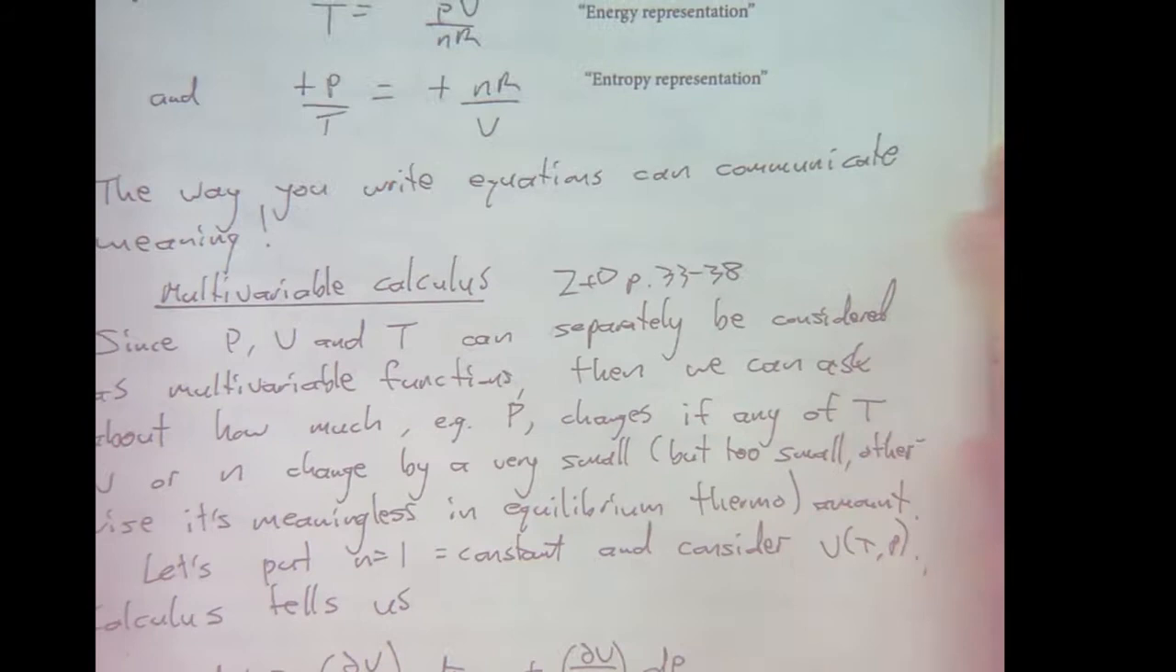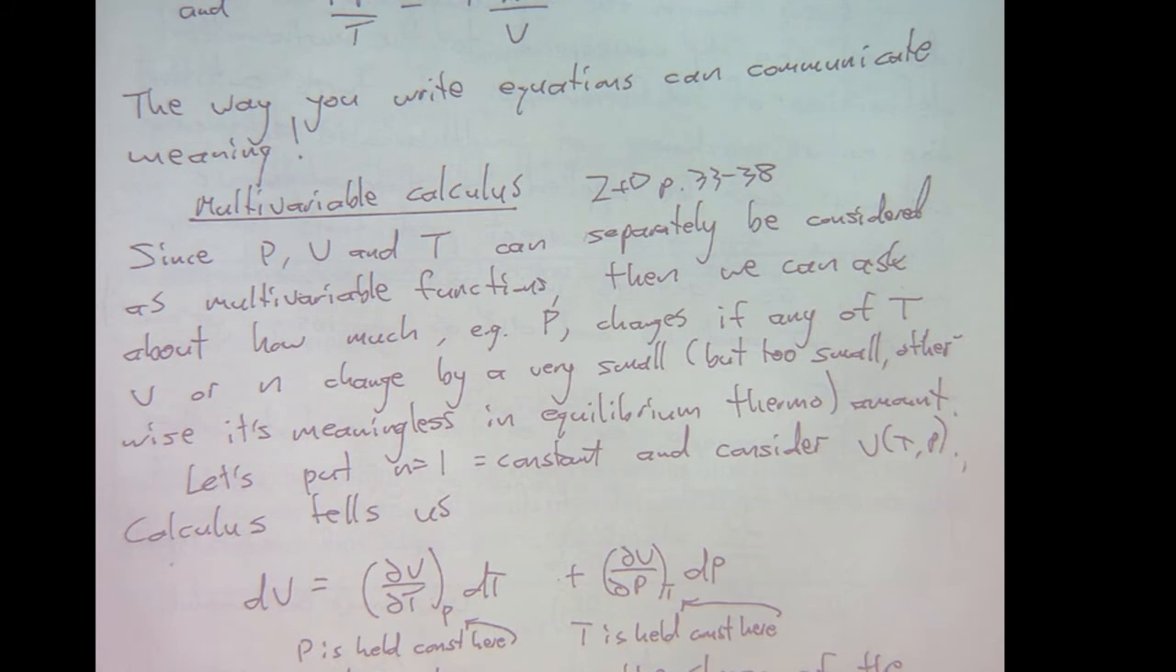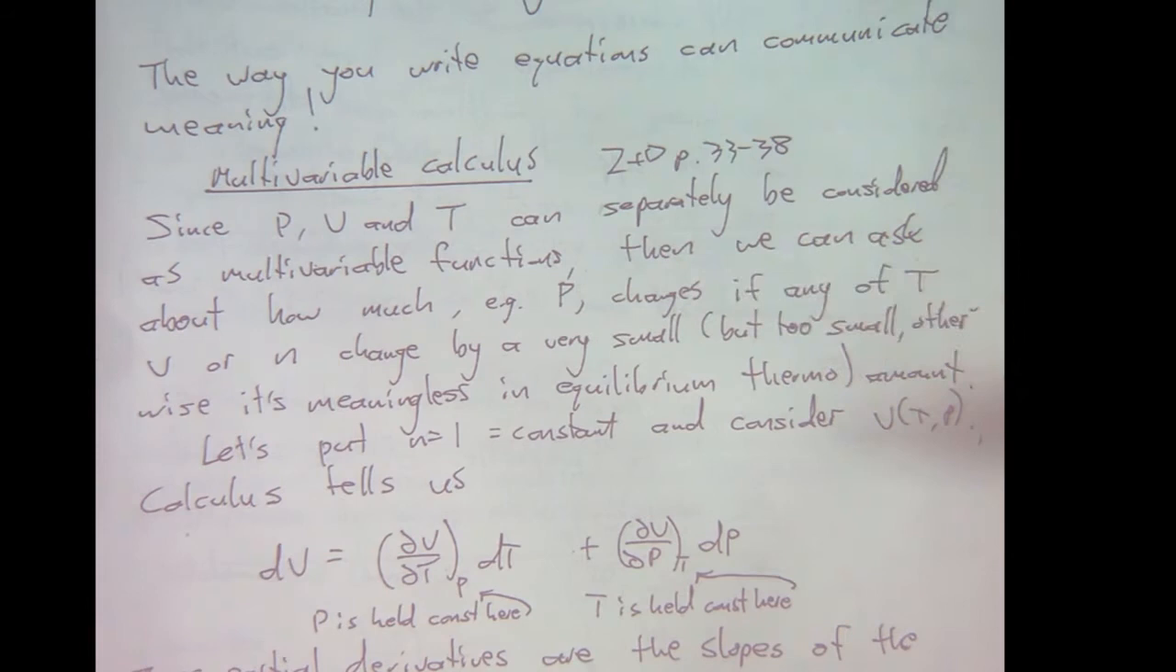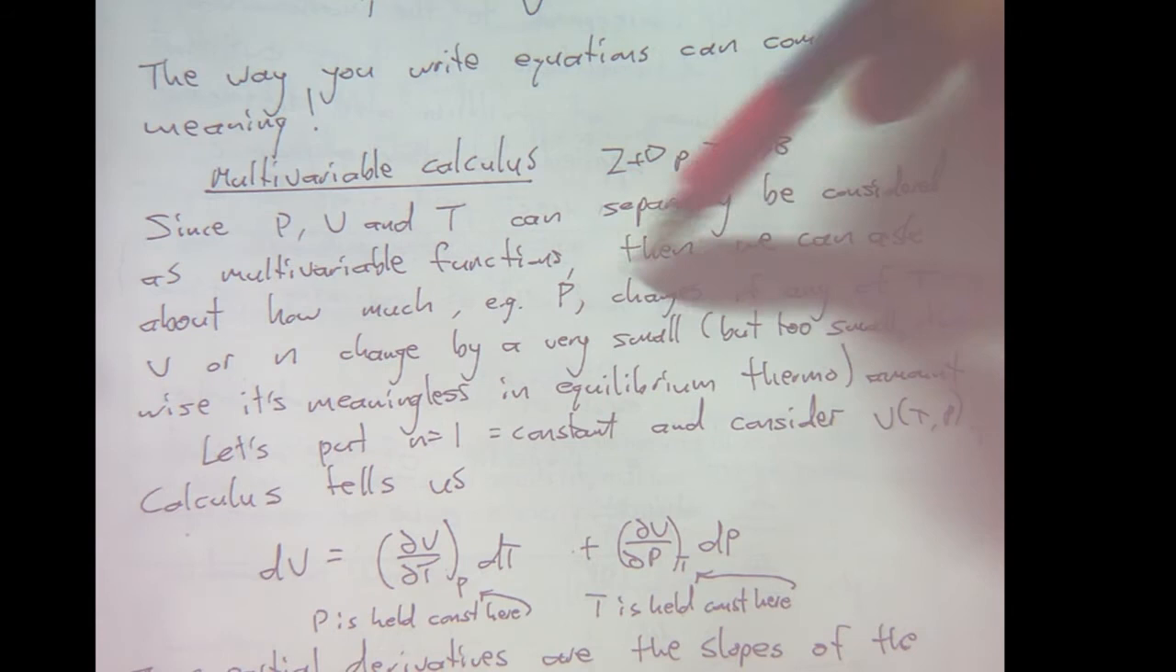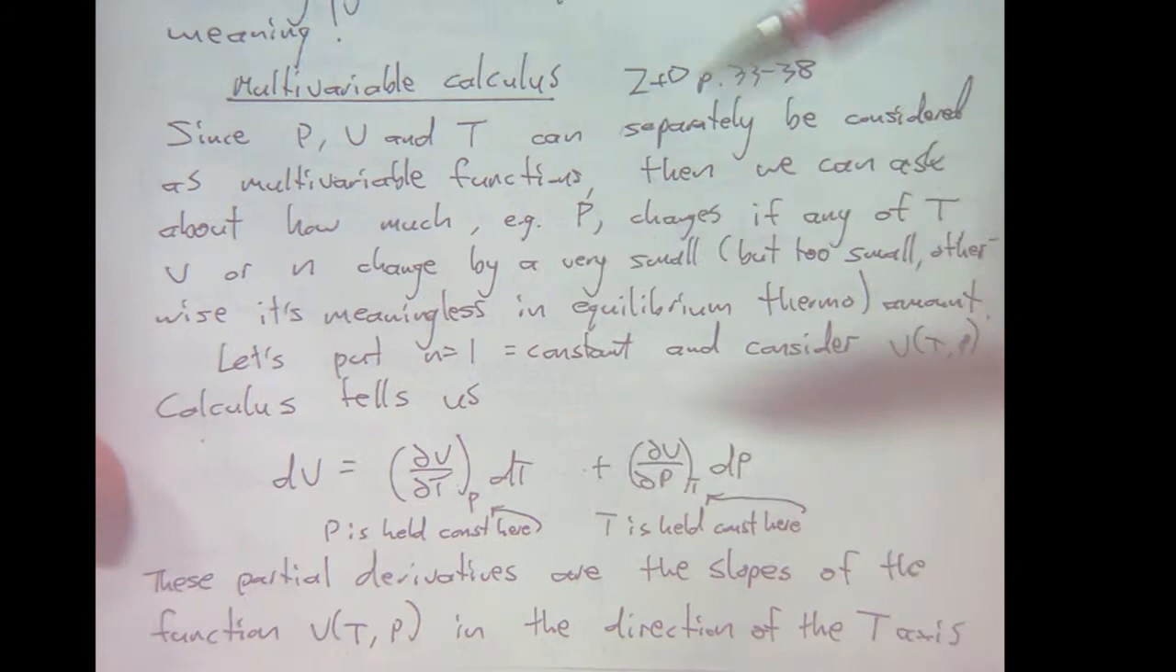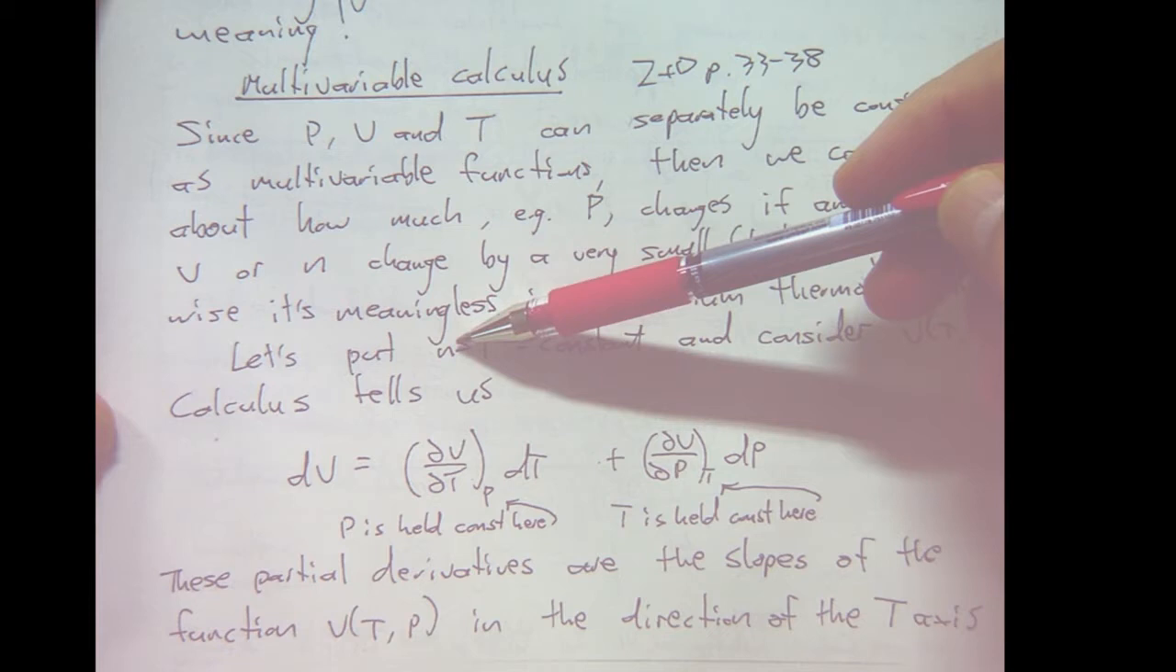All right, so now let's have a look at some multivariable calculus, and I guess it's either a revision of what you did in MP2, or it's just an easy extension of it. Well, since pressure, volume, and temperature can separately be considered as multivariable functions, we can ask how much the pressure changes if any of T, V, or N change by a small amount. So just for now, let's say that in our experimental apparatus, the number of moles is constant. So the experimental apparatus is impermeable.